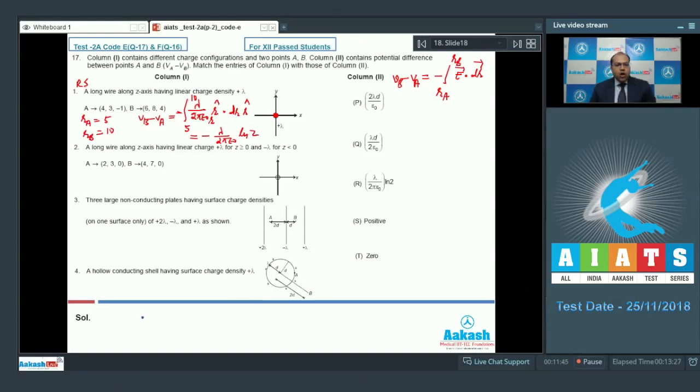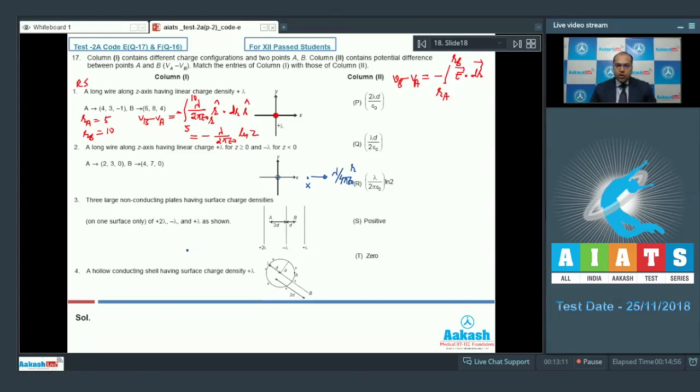Let's check entry 2. A long wire along the z-axis having linear charge plus λ for z greater than or equal to 0 and minus λ for z less than 0. Since the z coordinates of points A and B are 0, the points lie in the xy plane. If I take the positive z-axis on which there is a linear charge density of plus λ, then at any point, suppose I consider this point, the electric field due to this wire is in this direction as well as in this direction, and the value of this vector is λ upon 4π ε₀ r at a distance r.